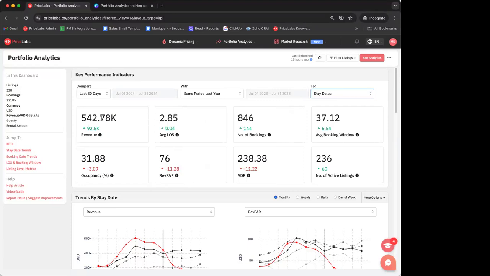The green and red numbers underneath each KPI indicate how much you are up or down over the previous period that you're looking at, whether it's the same period last year or the same previous period. That's what we're comparing it to.